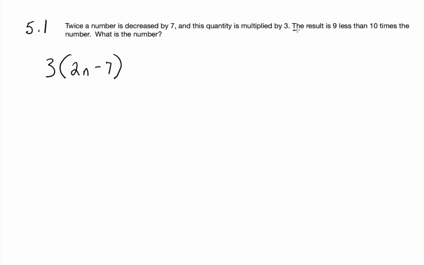The result, that's a clear indicator of the equal sign. Now the rest of the problem: the result is 9 less than 10 times the number. What is the number? That means you're going to subtract 9 from something. So you've got 10 times the number, and we're going to subtract 9 from that.